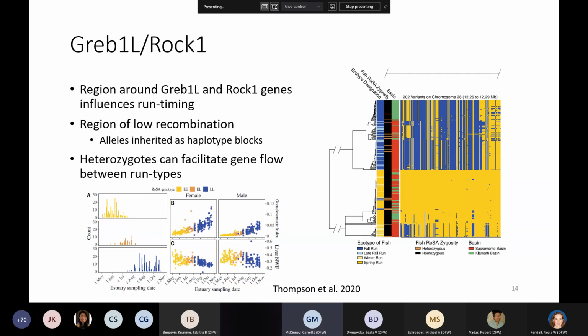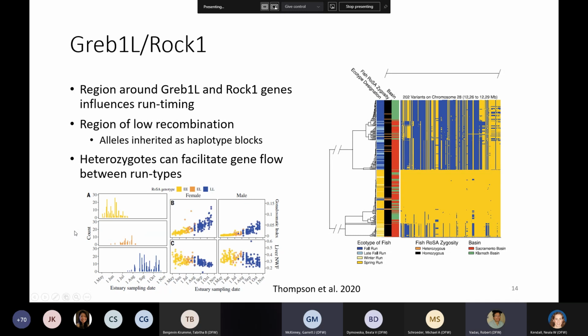What's interesting is when you look at the run timing of these fish, you can see clear differences based on their overall genotype for this region. Fish that are homozygous for the early types, these fish down here, return much earlier than fish that are homozygous for the late alleles. And fish that are heterozygous have an intermediate run type.